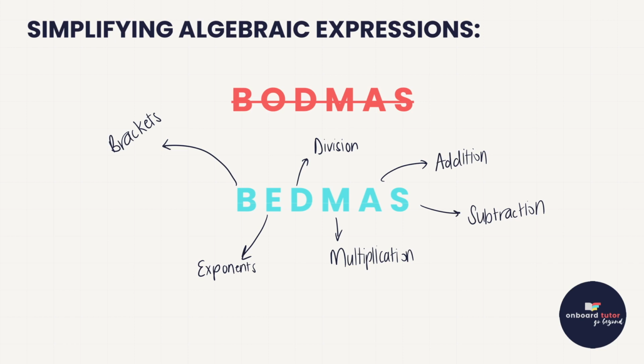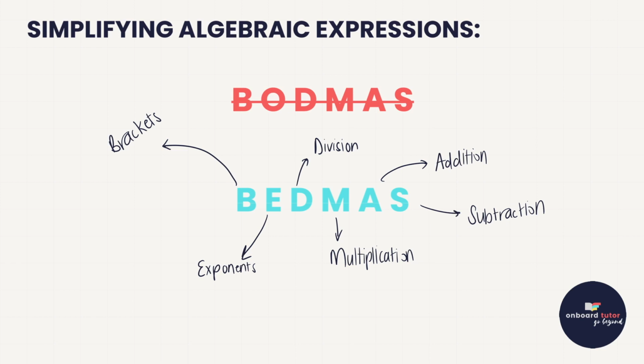Most of BODMAS will stay the same. B, do your brackets first. Then we're going to change the "of", because it's very uncommon to find "of" in our questions. We're going to change that, and we're going to start doing our exponents second. Things like raising a power to a power or multiplying the same bases. Next up, we'll do the division, then multiplication, then addition, then subtraction.